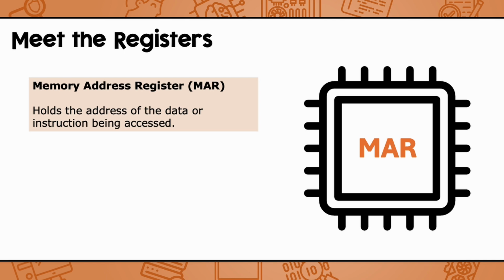Next we have the MAR or memory address register, which holds the address of the instruction or data that the CPU wants to access in memory. Whenever the CPU needs something from RAM, the memory address register points to the exact location.